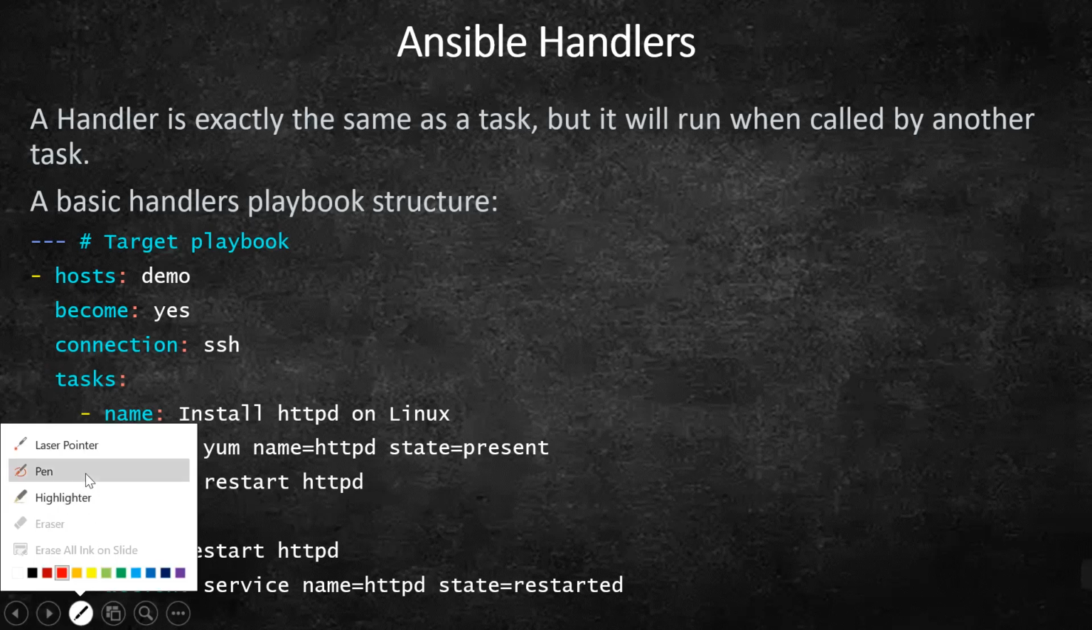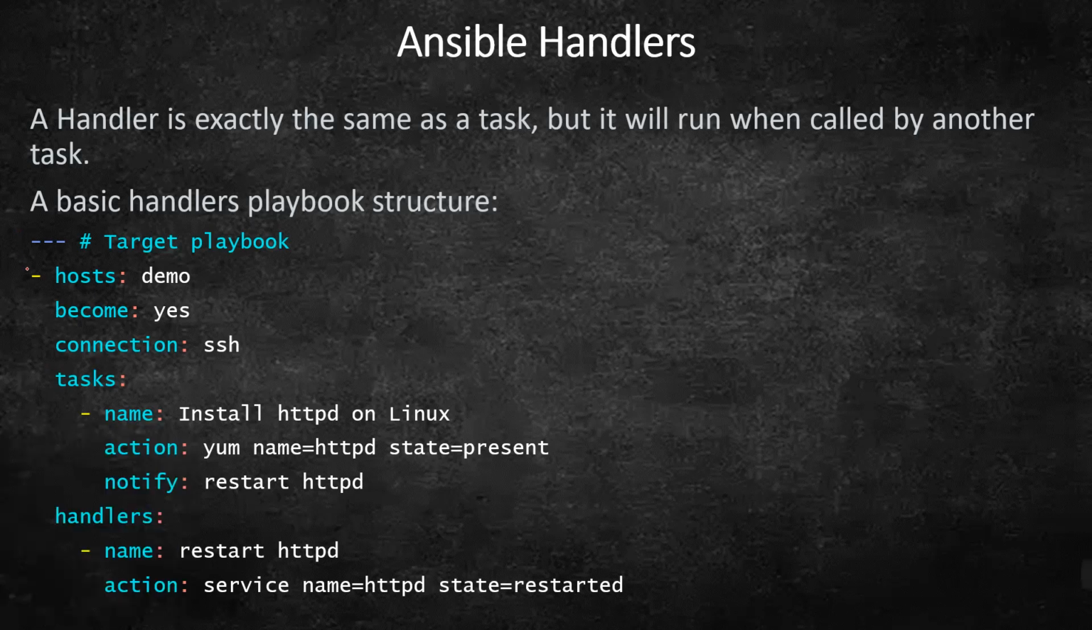So you can see here the host name, become, and the SSH connection, and here you can see the tasks. In this tasks section, install the httpd on Linux. We already know about this. In the action we just wrote name equals httpd and state is present, and it will install the httpd server.